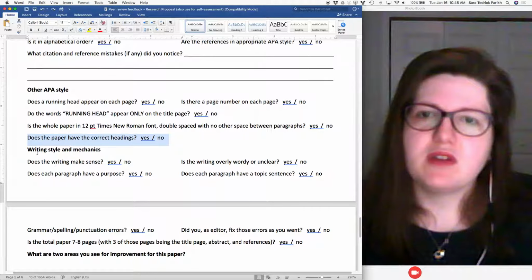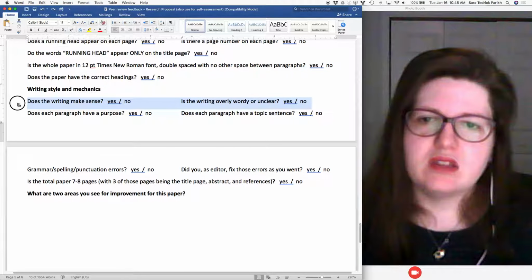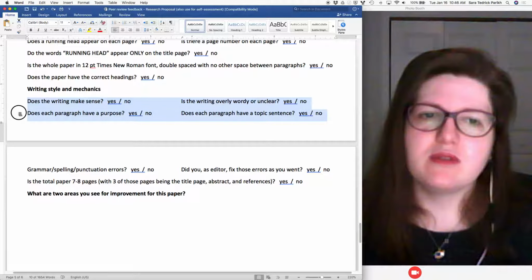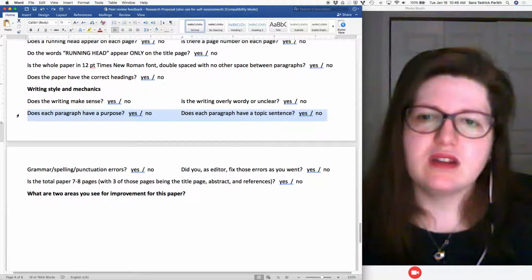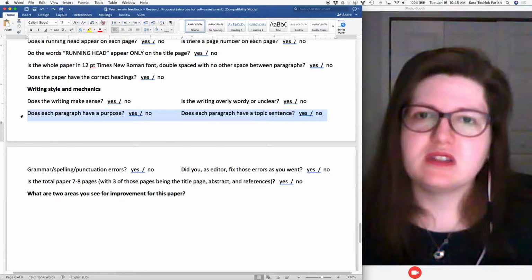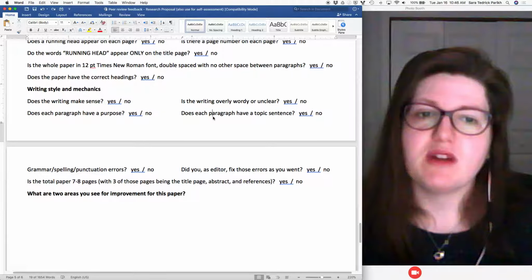Does the paper have the correct headings? Does the writing make sense? Is it overly wordy or unclear? Does each paragraph have a purpose? So really going through and thinking about overall, what is the quality of your writing? Does each paragraph have a topic sentence? Do you notice any grammar, spelling, punctuation errors?